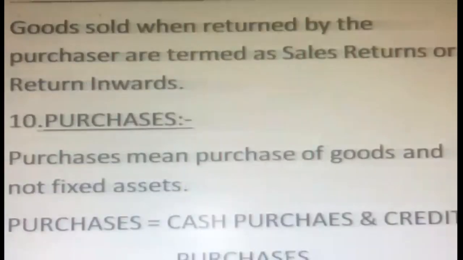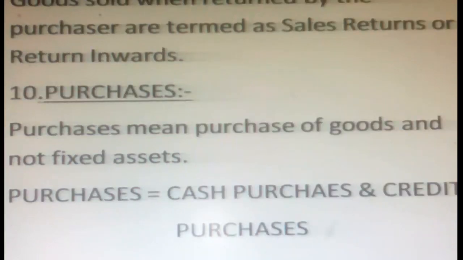Now moving to purchases. What does purchases mean? Purchase of goods and services, and not fixed assets, correct? Here it is only the purchase of goods. Here also, how do you purchase? Maybe cash purchases, where you pay immediately. Then credit purchases, where you pay later on, correct? That's why it is called credit purchases.